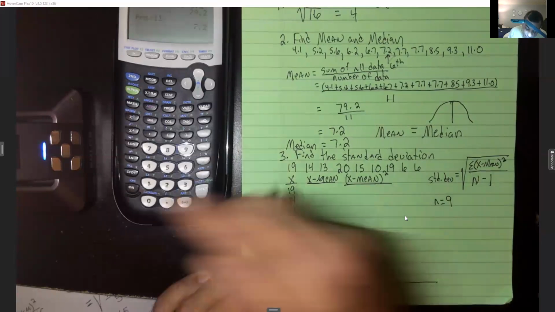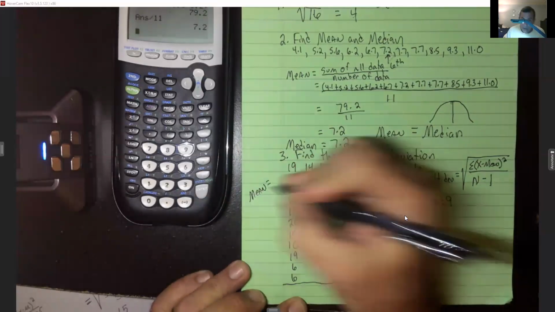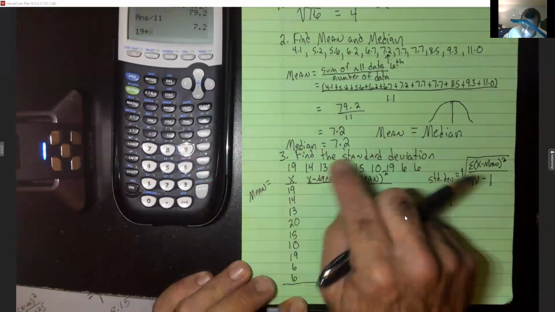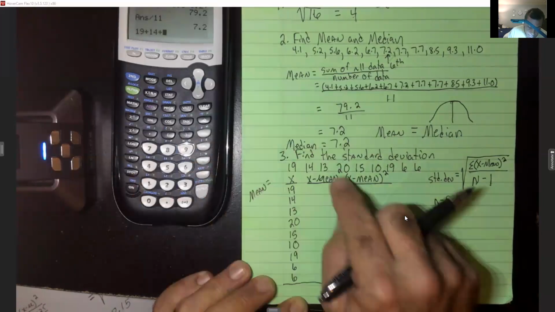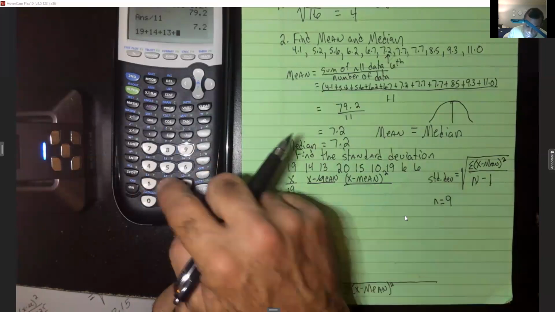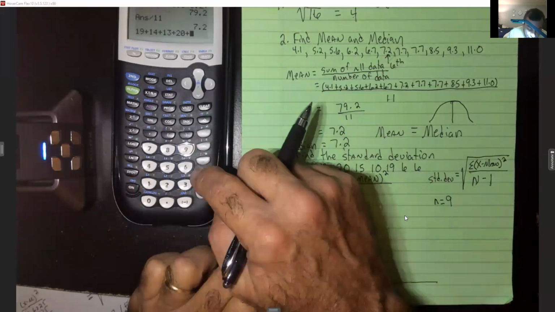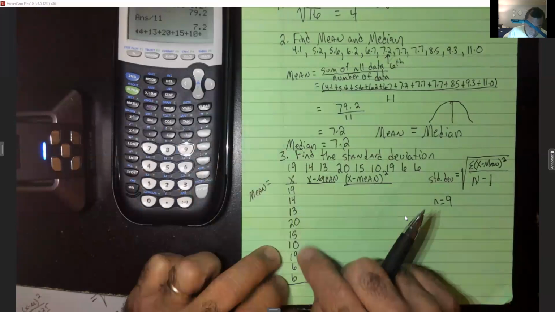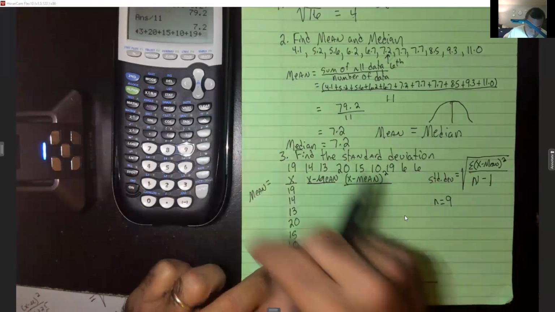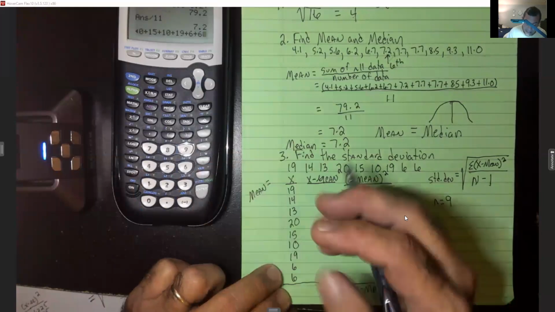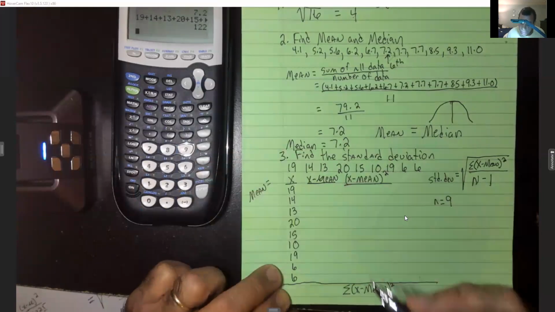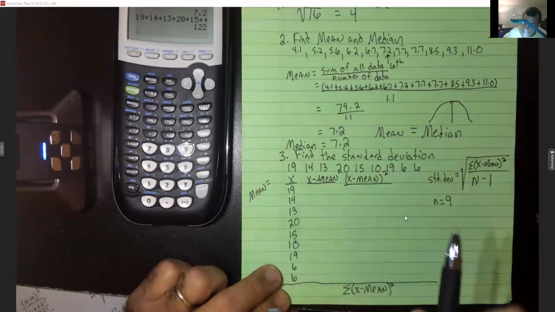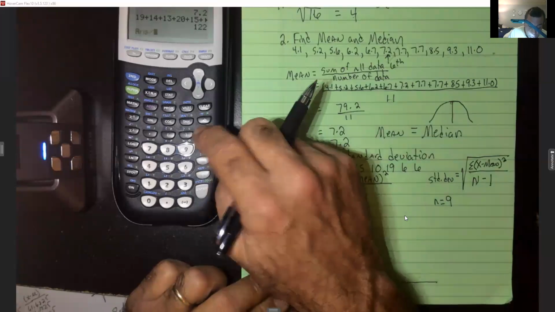So remember, to find the mean, our mean is going to equal all these numbers added together, 19 plus 14 plus 13 plus 20 plus my 15 plus my 10 plus my 19, my 6, and my 6. So when I add all my data points up, I get 122. And remember, I need to divide that by 1, 2, 3, 4, 5, 6, 7, 8, 9. I had 9 data points. So divide 122 by 9.